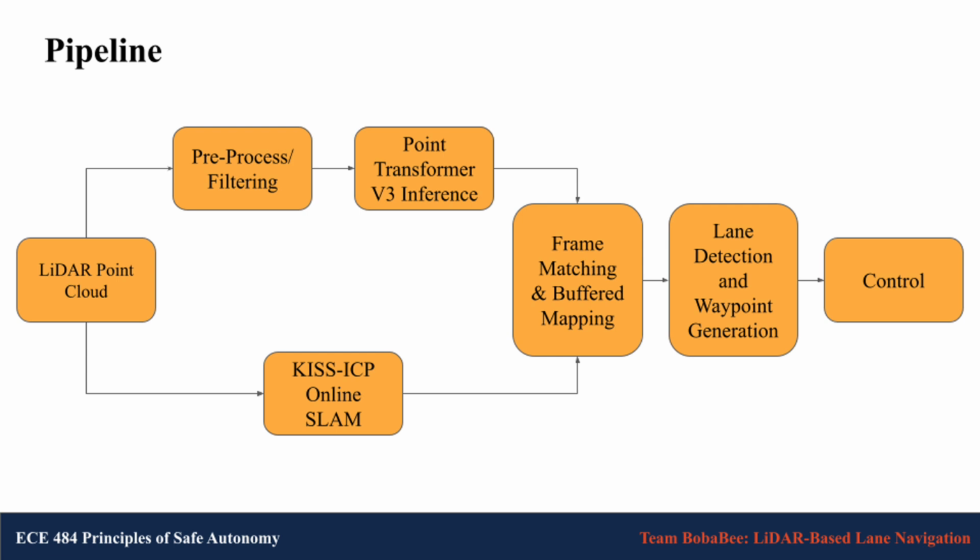Let me briefly walk you through our pipeline. Our raw LiDAR points are passed through a pre-processing and filtering step, which helps reduce our inference time. It is then fed into our point transformer model to perform real-time inference of lane lines. Simultaneously, the raw points are passed through the KISS-ICP algorithm for pose estimation. These two results are then matched by sequence frame, and the buffer map is created, which is further utilized in our lane detection algorithm to generate waypoints. The waypoints are then utilized in our control unit to determine the steering and acceleration of the vehicle.